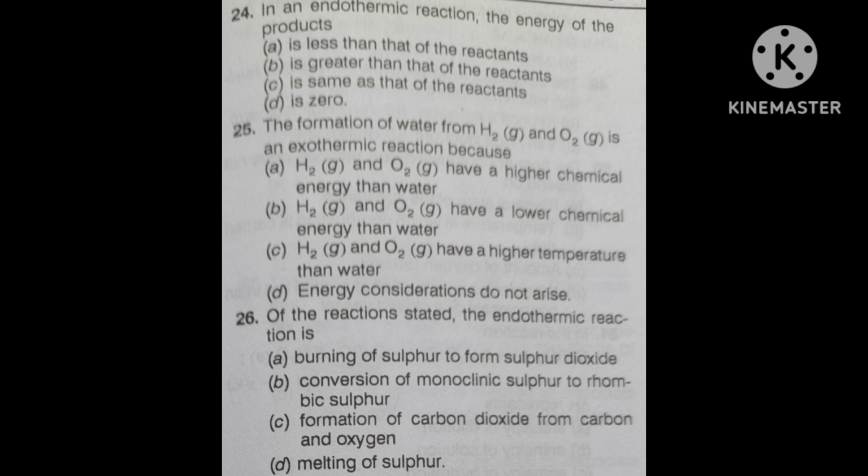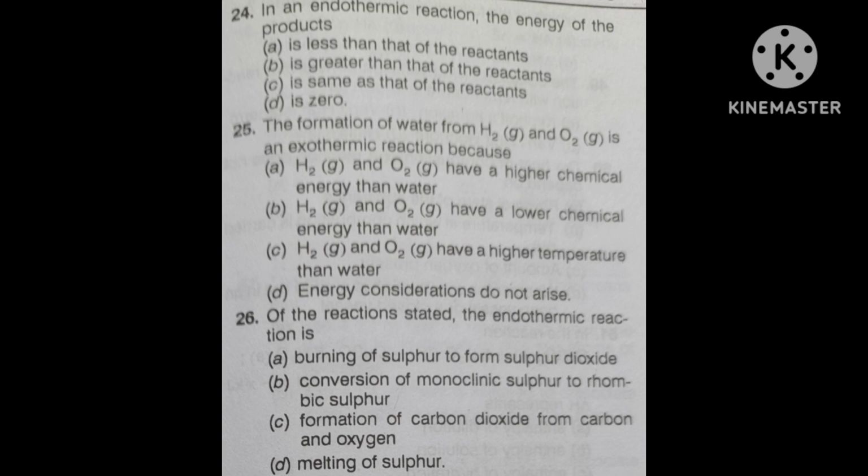In an endothermic reaction, the energy of the products: first option, is less than that of the reactants. Second option, is greater than that of the reactants. Third option, is same as that of reactants. Fourth is zero. Just think and answer. You can answer within 5 seconds. Just by seeing you will answer.